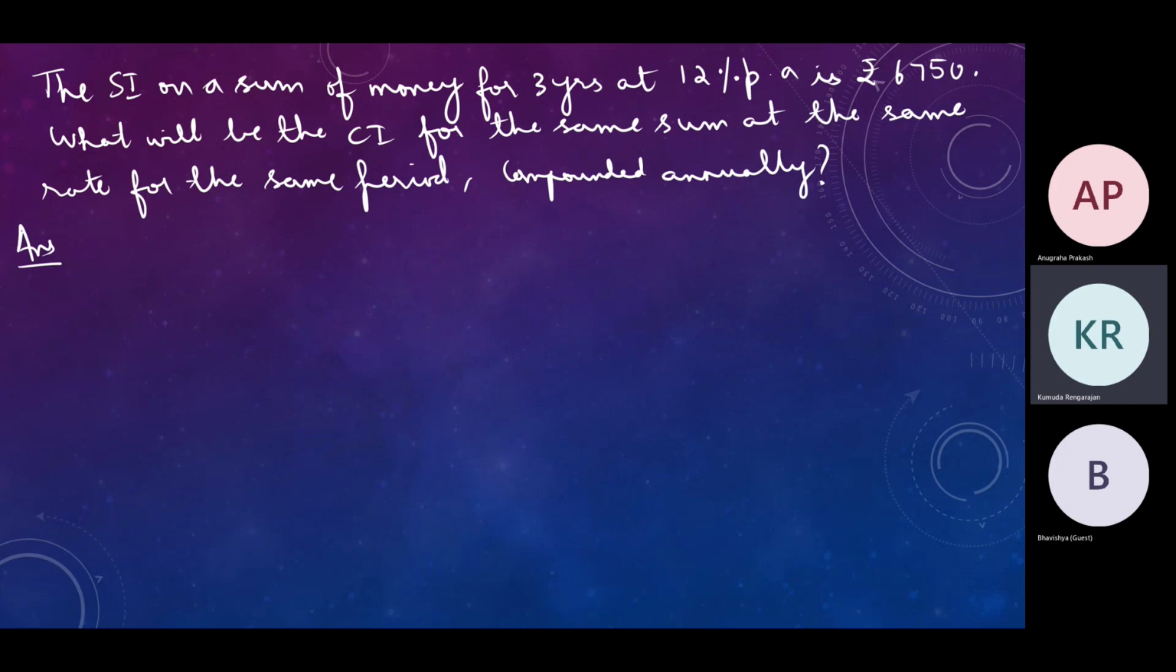Whenever we see a number, we think that's a principal. That's not the principal here. The simple interest on a sum of money, 3 years, 12%, is 6,750. So using this information, you should first find the principal. Simple interest is 6,750, time 3 years, rate 12%. Find the principal.